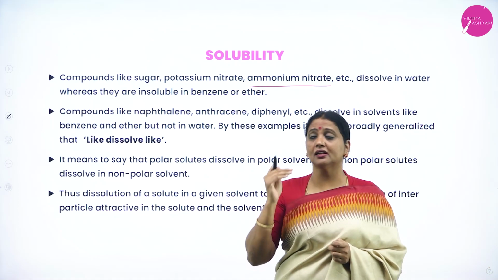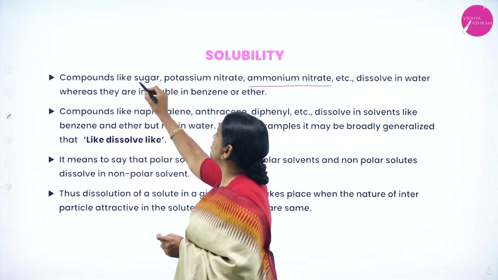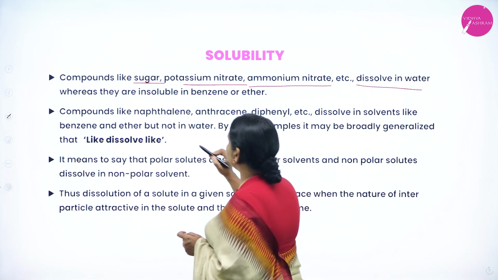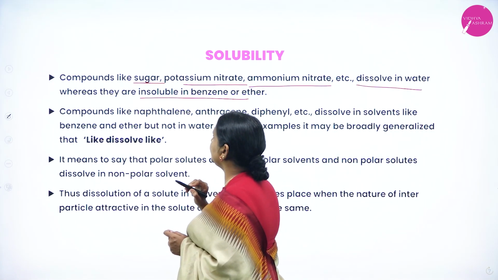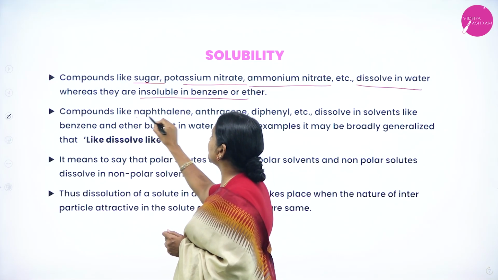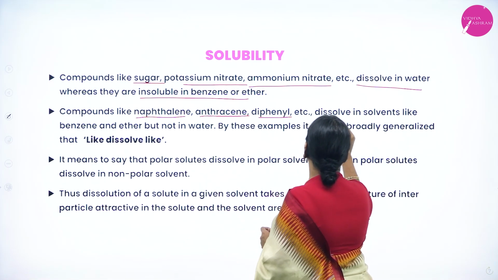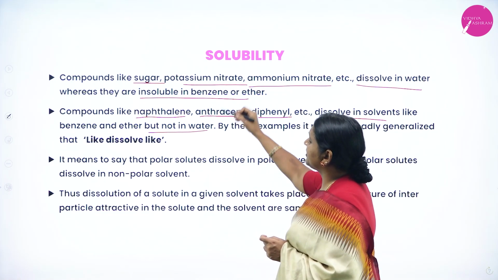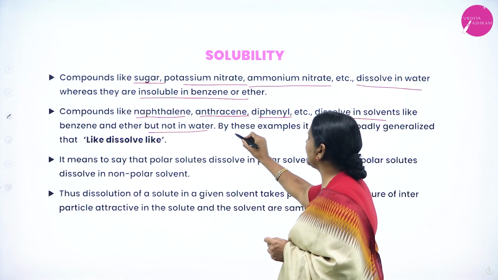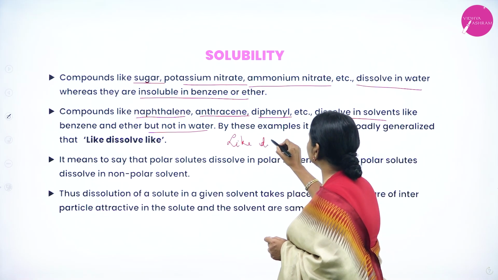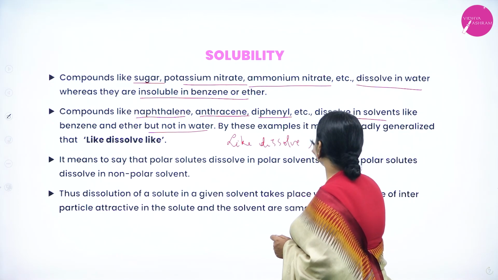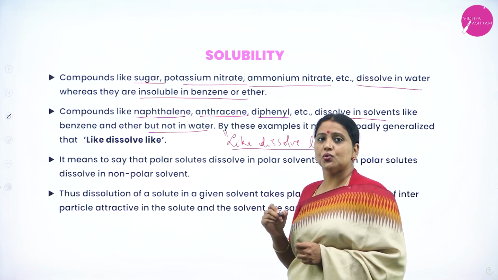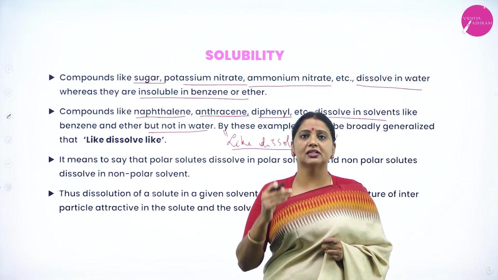Now, compounds like sugar, potassium nitrate, ammonium nitrate, salt, get soluble in water and they are insoluble in benzene, ether, alcohol. Similarly, compounds like naphthalene, anthracene, diphenyl dissolve in benzene and not in water. So, from these two examples, how can you say it is a concept like dissolves like? What is the meaning of this generalization, like dissolves like?